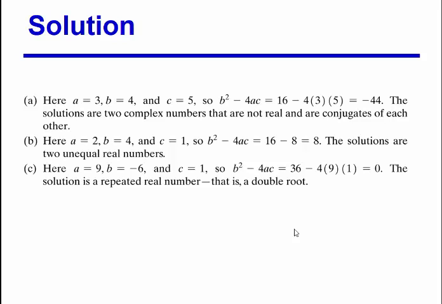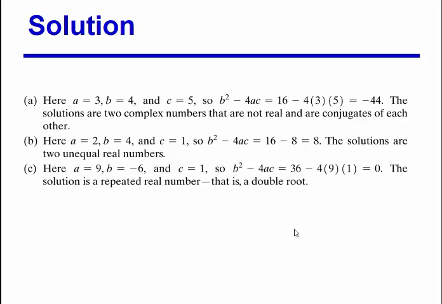For letter B, we have a is 2, b is 4, and c is 1. The discriminant is equal to 8, so the solutions are two unequal real numbers. An example would be -3 and 4. And then for letter C, we have a is 9, b is -6, and c is 1, so the discriminant is equal to 0. And this has a repeated real number, that is, it has a double root.